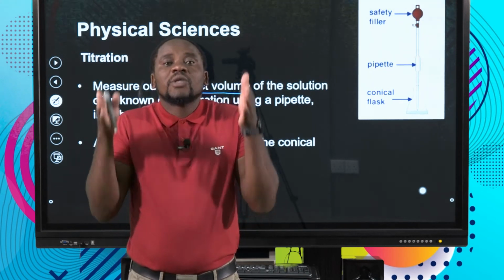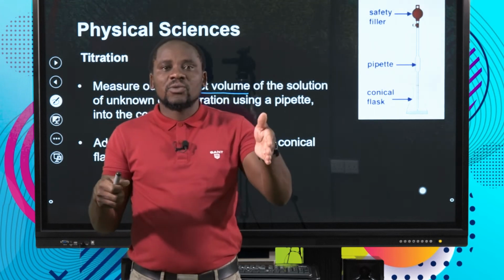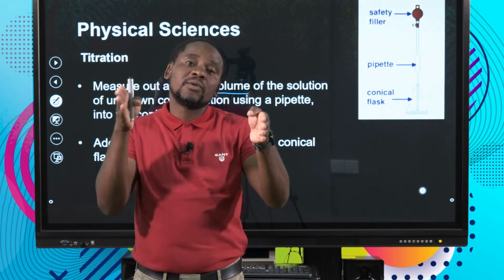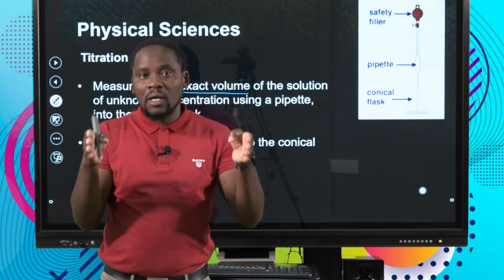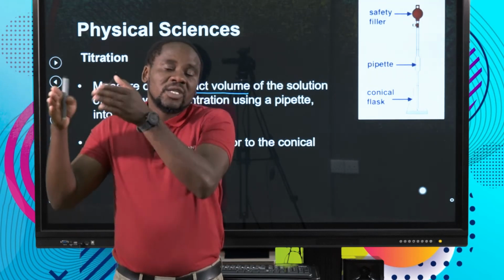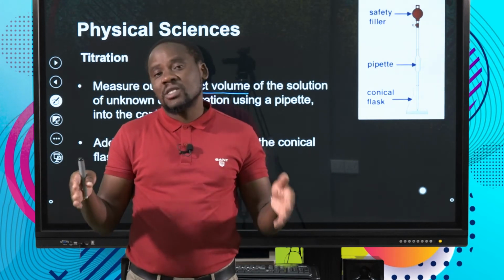So in a nutshell, what we are saying is that if the acid is a standard solution, then the technique of titration would involve us determining the unknown concentration of the base, and vice versa. If the base is the standard solution, then in that titration we would want to determine the unknown concentration of the acid.